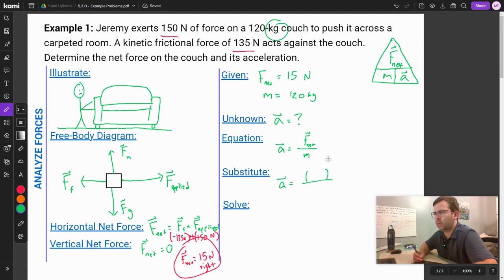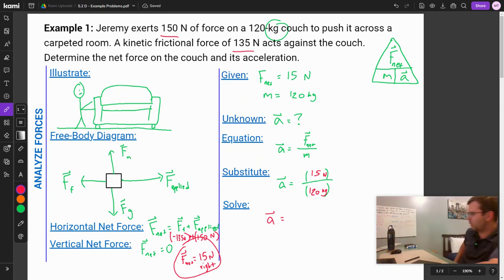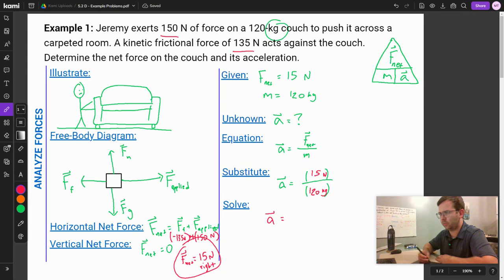So the net force is, as we said before, 15 newtons. Let me switch to red. And the mass is 120 kilograms. All right, and so our acceleration is going to be 15 divided by 120. Put that into our calculator. We get 0.125. We're going to round that to 0.13. So 0.13 meters per second per second.